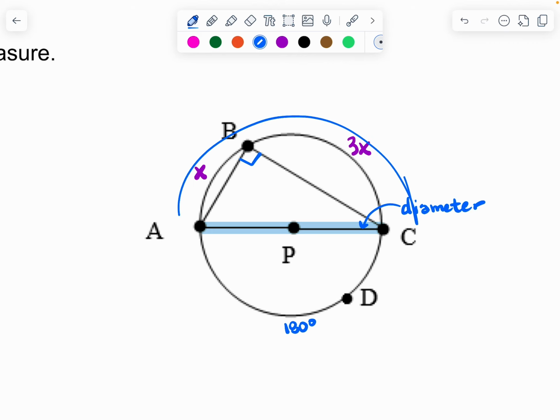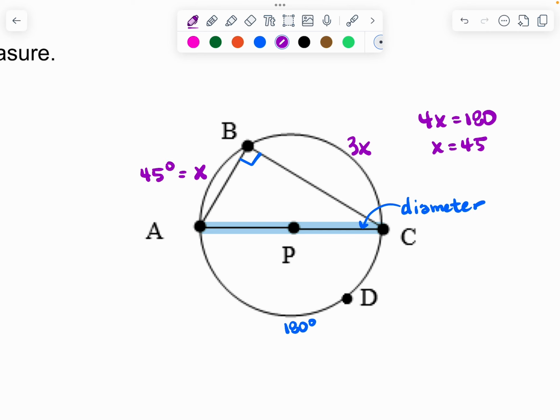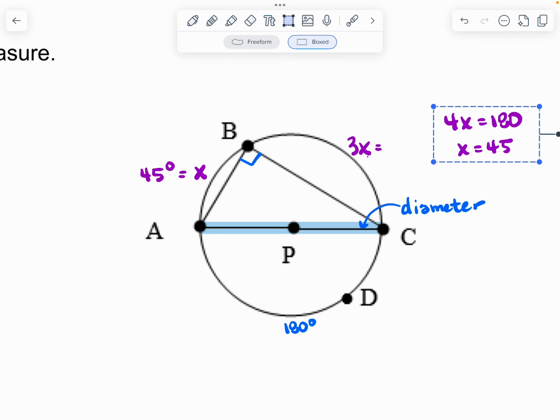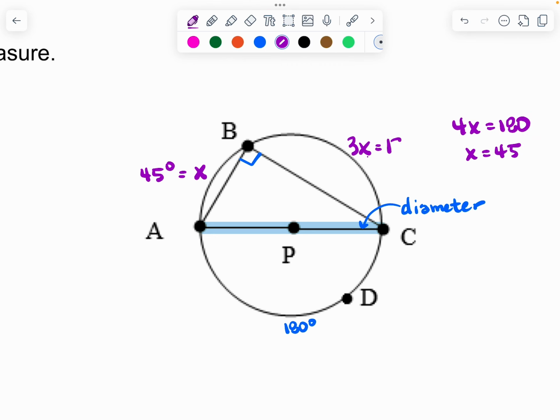And I also know that this is another semicircle, so those two arcs have to add up to 180. That means I can just do a quick 4x equals 180, which means x equals 45. So I know this arc is 45 degrees. And this one is 3 times that, so it's going to be 135 degrees. So he's the rest of it. Okay, so at least we got all the arcs going on.